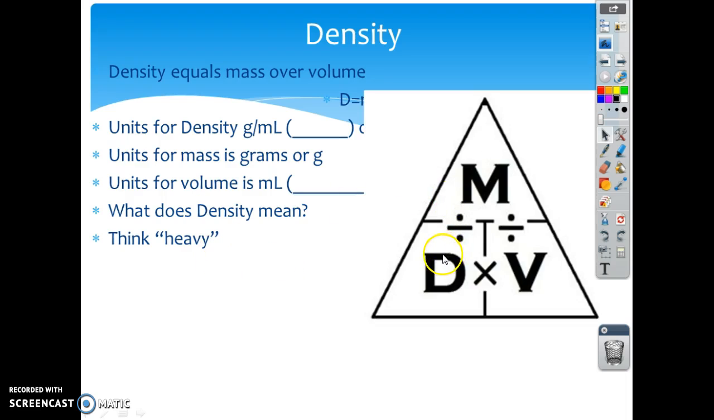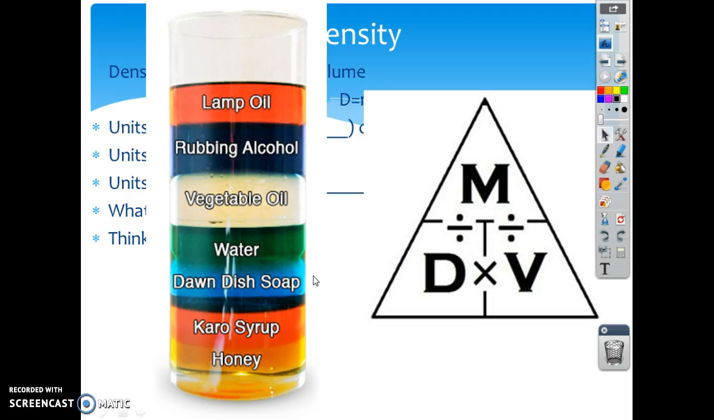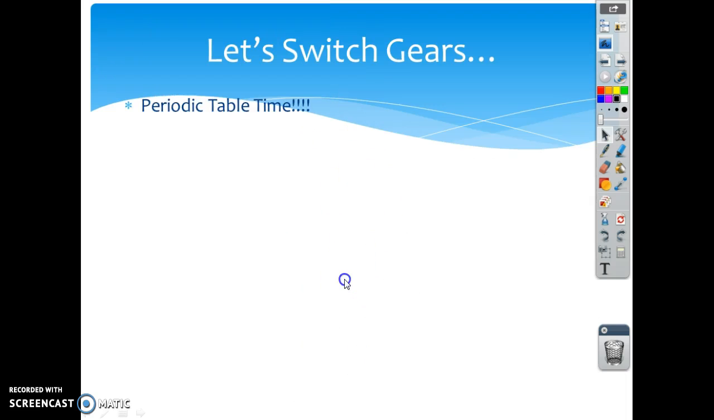And remember, here's our equation. Density equals mass divided by volume. So if I have density and volume, I'm going to multiply to solve for them. If I have mass and density, I'm going to divide. And if I have mass and volume, I'm going to divide. Always solve for your unknown. What's the most dense item here? Definitely honey. What's the least dense item? Lamp oil. This is a great way to think about density. Least dense on top, most dense on the bottom.